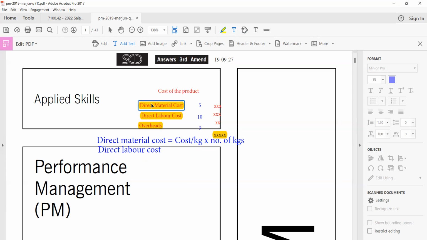So I've showed you how to calculate direct material cost. I know you have written that in your exercise book. The next bit is direct labor cost. Some people are in online class, they don't have any book in front of them. I'm seeing a lot of things.